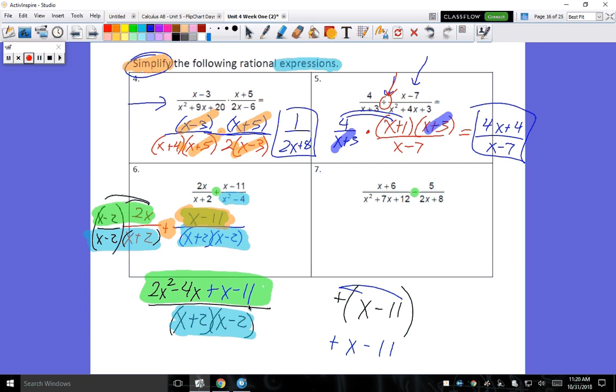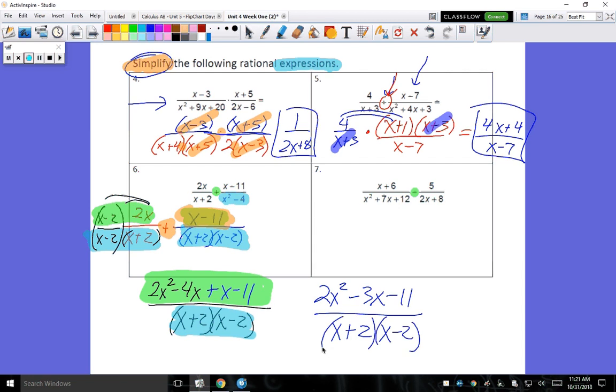Now we're about to combine like terms. Okay, so combining like terms gives us, so these take a while, they take a little bit of process. We get 2x squared minus 3x minus 11, over x plus 2, x minus 2. Notice that I didn't distribute the bottom yet.